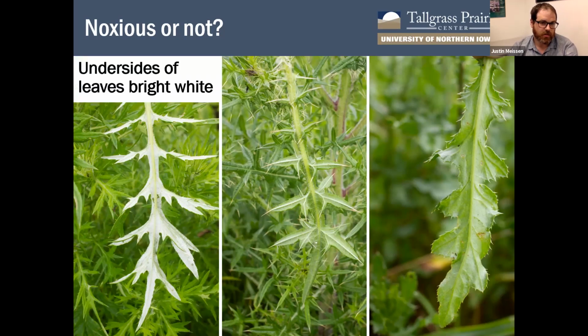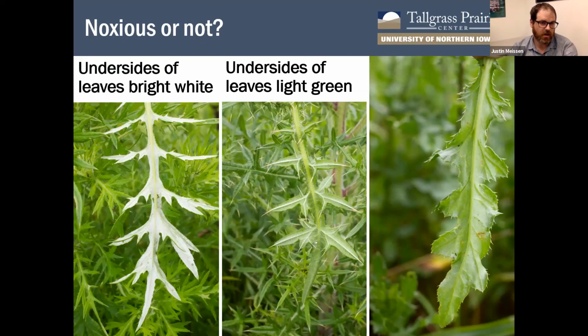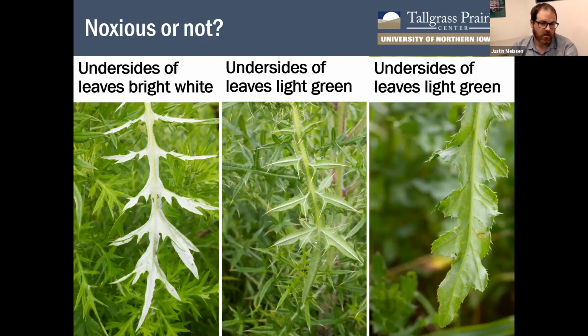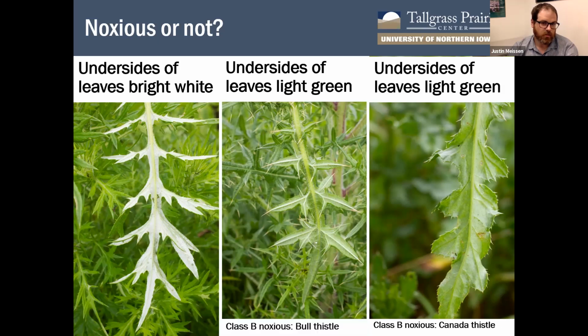The first example, bright white undersides. Next, light green underneath. Next example, more light green underneath. So what are these thistles? That last one is the noxious Canada thistle. Medium one is noxious bull thistle. And the first one here with the white underneath is our non-noxious pasture thistle.